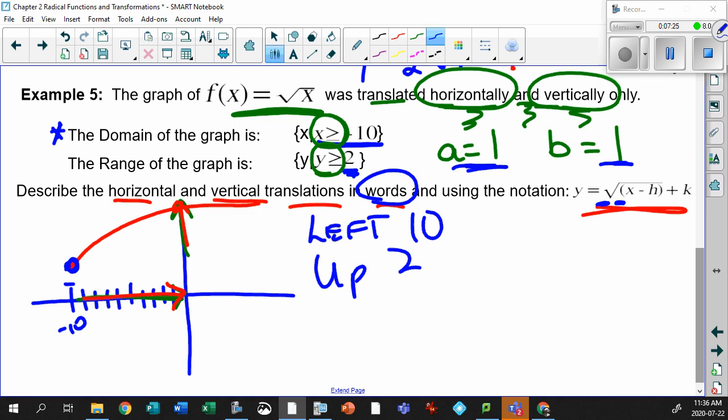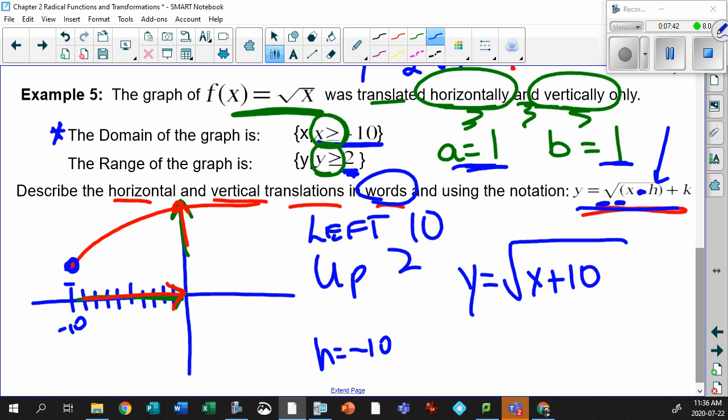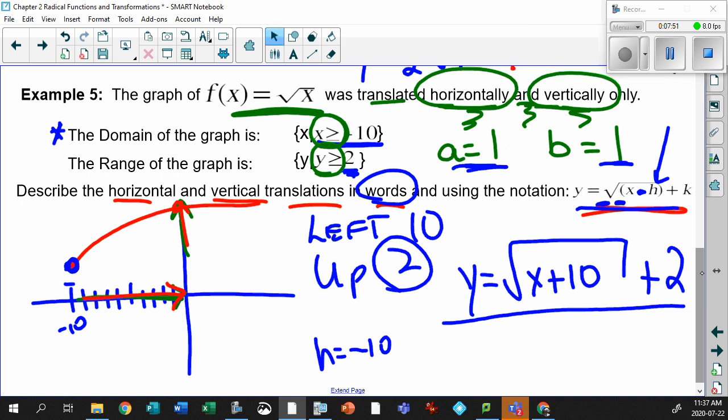But now let's put it into this formula. Y equals the square root. Left 10 means that this is, in fact, a negative 10 for an h value. And if you pop it in here, you're going to get that negative thing, so this is going to be x plus 10. And your k value is up 2, that's going to be on the outside, plus 2. That's what that new formula looks like. Interesting. So I hope this really helps solidify this idea of that transformation or formula.